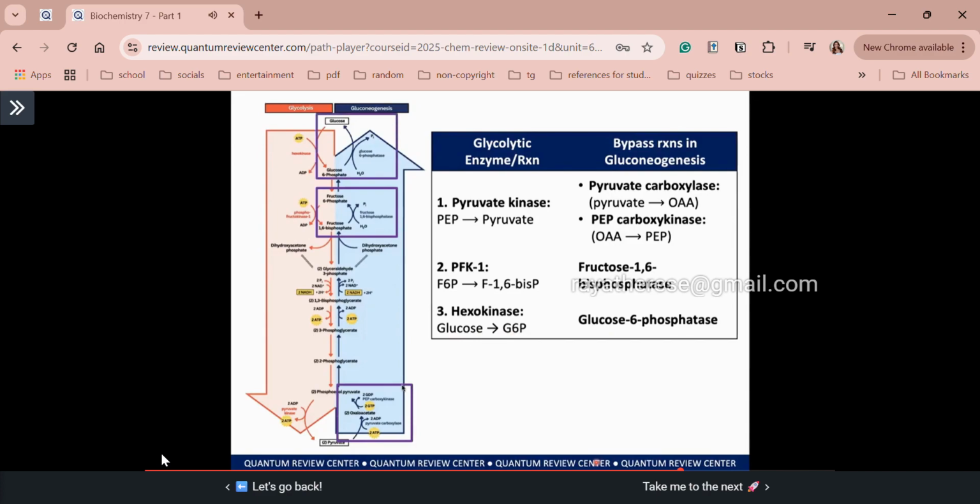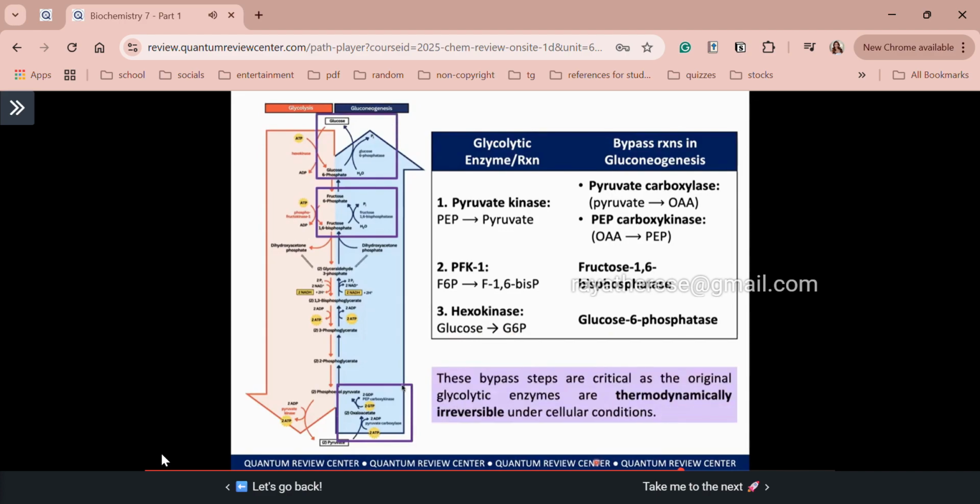Alright, so here it is. So these bypass steps are actually critical as the original glycolytic enzymes are thermodynamically irreversible. So in terms of bioenergetics, they are irreversible under cellular conditions. Alright, so class, our next discussions will be the detailed discussions on your bypass reaction.